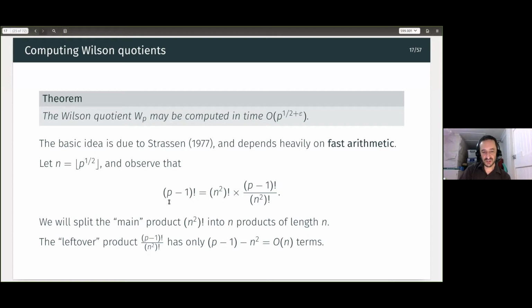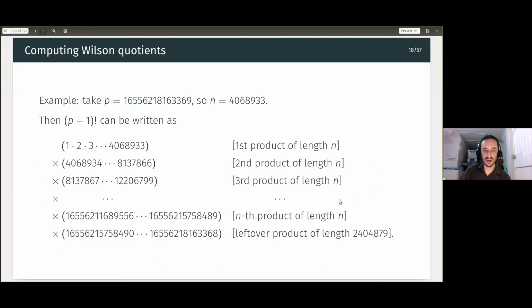So what I'm going to do is look at this factorial, p minus 1 factorial, and split it into 2 parts. The first part is going to be the first n squared terms, n squared factorial, and then the leftover terms at the end. There are not many leftover terms, just O of n of those terms. So now I'm going to look at this n squared factorial and look at what that looks like.